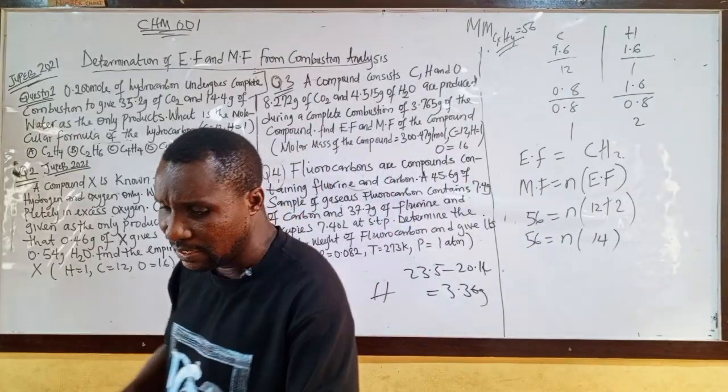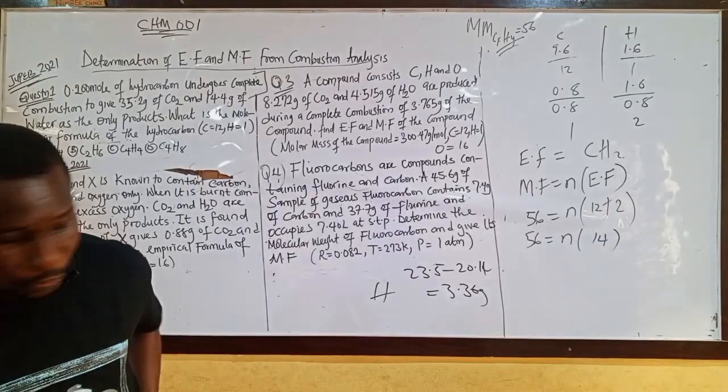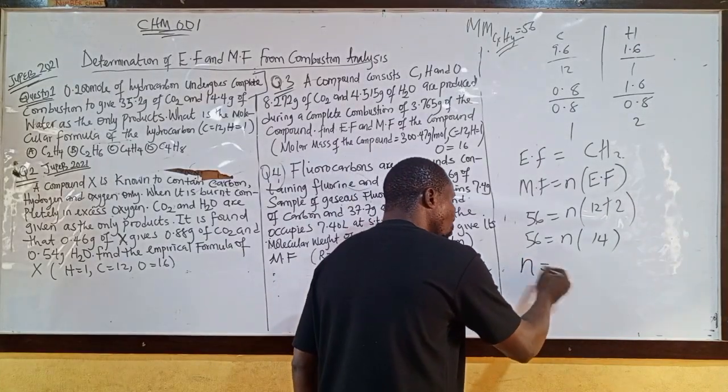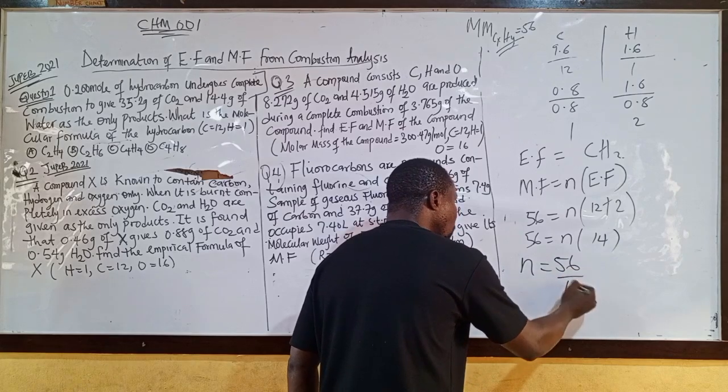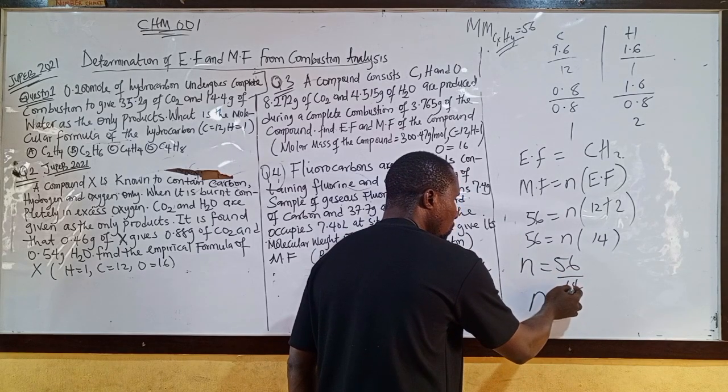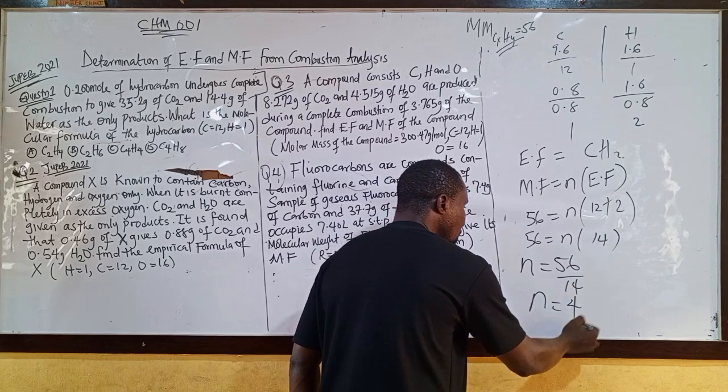Then make N the subject of the formula. You have N equal to 56 over 14. Therefore, N is equal to 4.